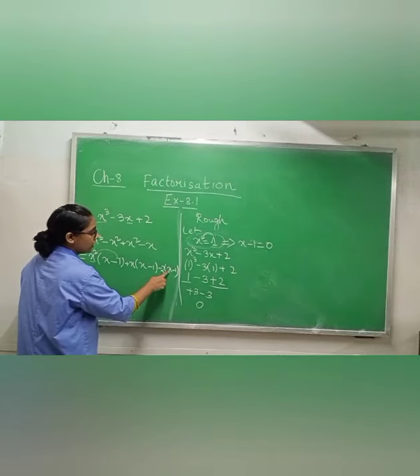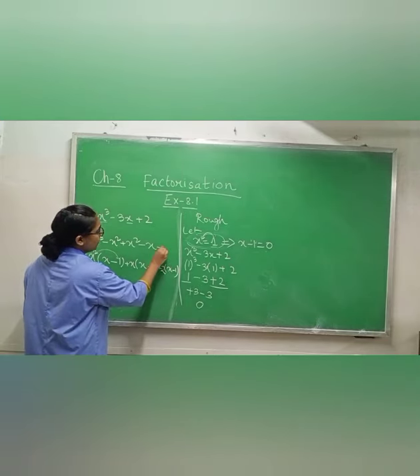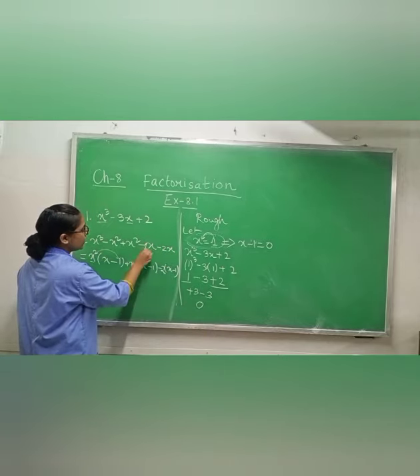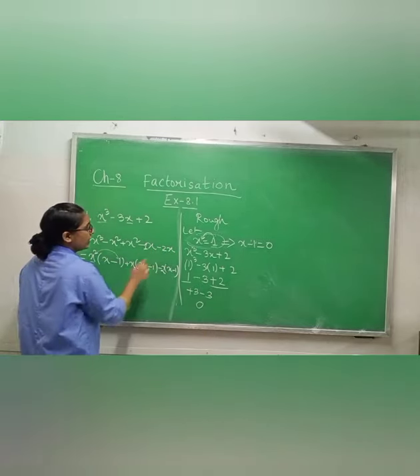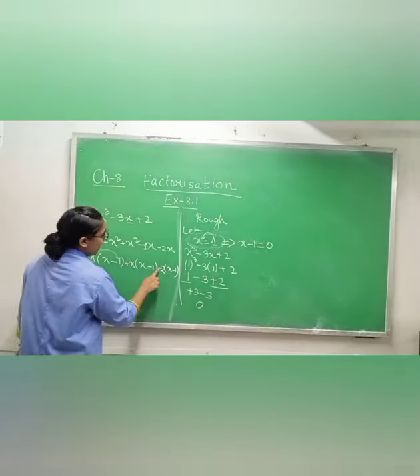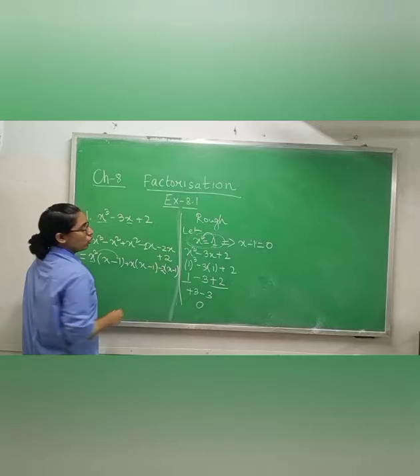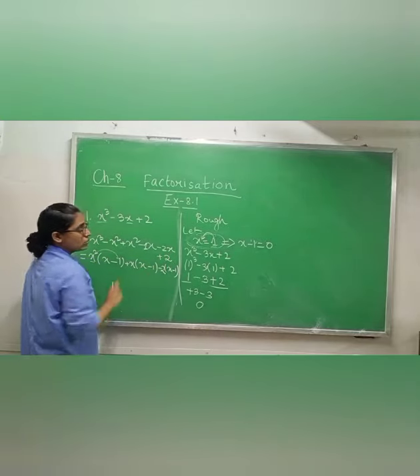Why? Because x is already here. So 2 into x, minus 2x. See, minus minus plus 2x, if there is nothing, it means x. So I will get minus 3x. Now minus minus plus 2 into 1, 2. Okay, I am not getting place here, that is why I am writing here.